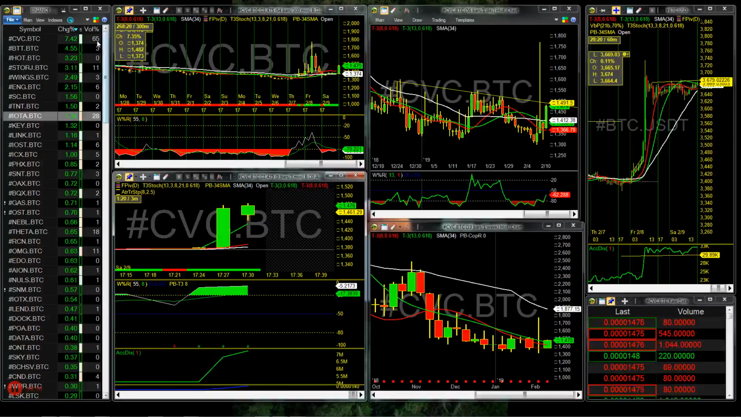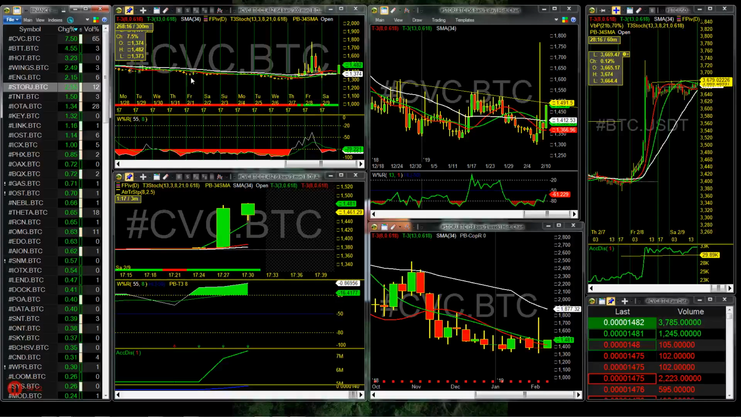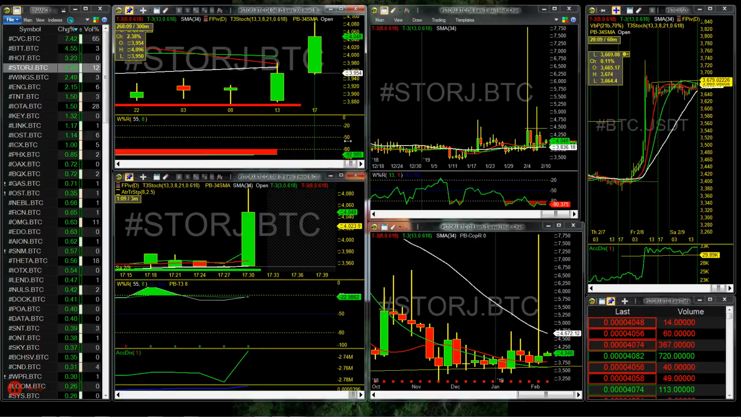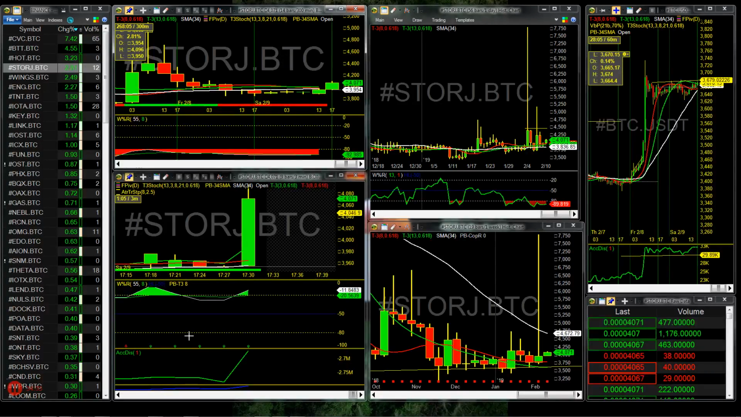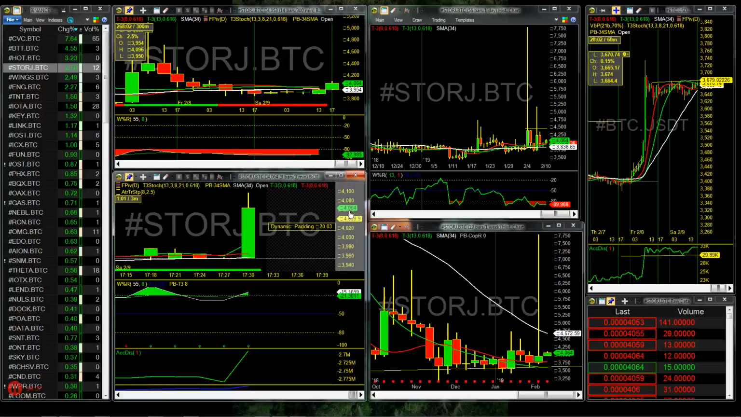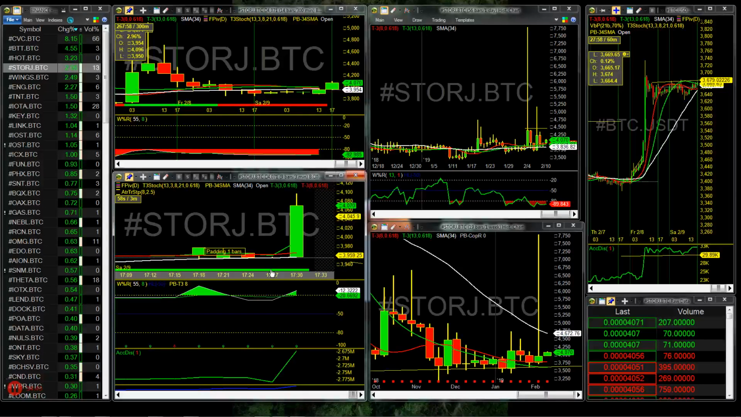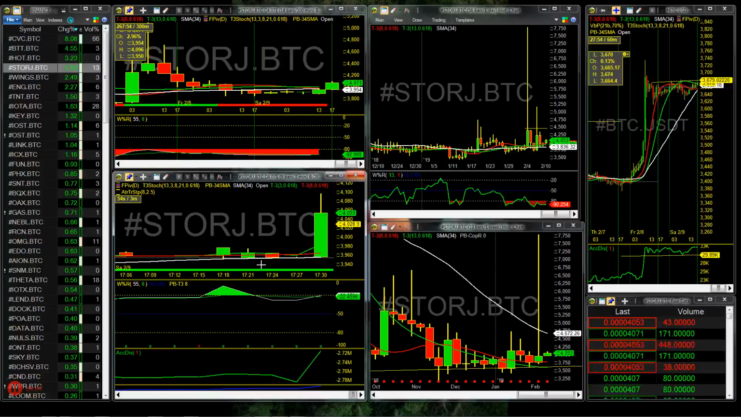65% of the average volume. Store J popped its head up there. It's got some good volume on the open there. Let's see if we can't catch this bad boy too. Trendline break, accumulation break. Damn.